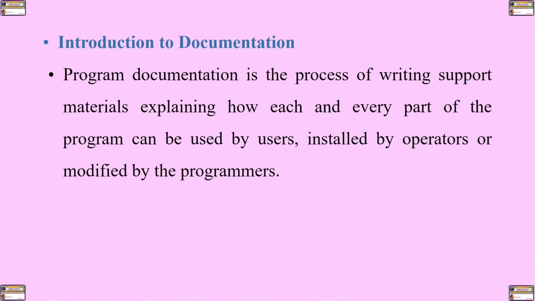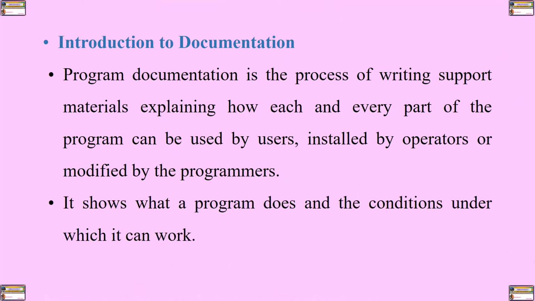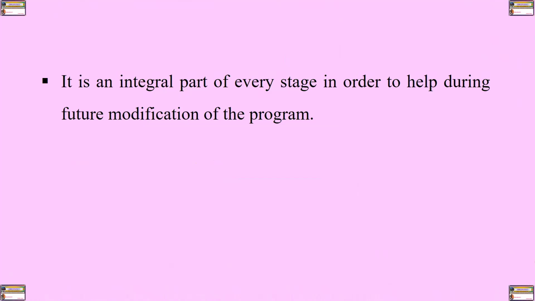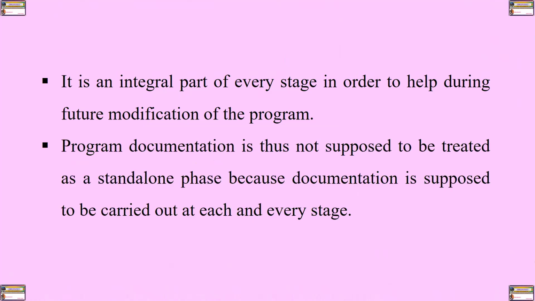So what is documentation? Program documentation is the process of writing support materials, explaining how each and every part of the program can be used by users, installed by operators, or modified by the programmers. It shows what a program does and the conditions under which it can work. It is an integral part of every stage in order to help during future modification of the program. Program documentation is therefore not supposed to be treated as a standalone phase because documentation is supposed to be carried out at each stage, at every stage.